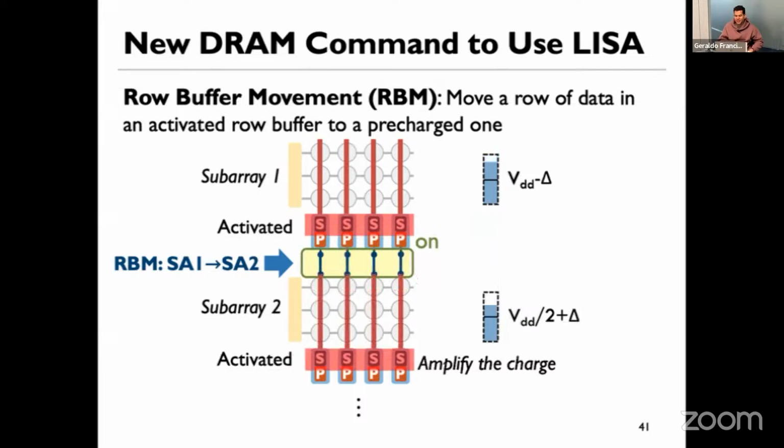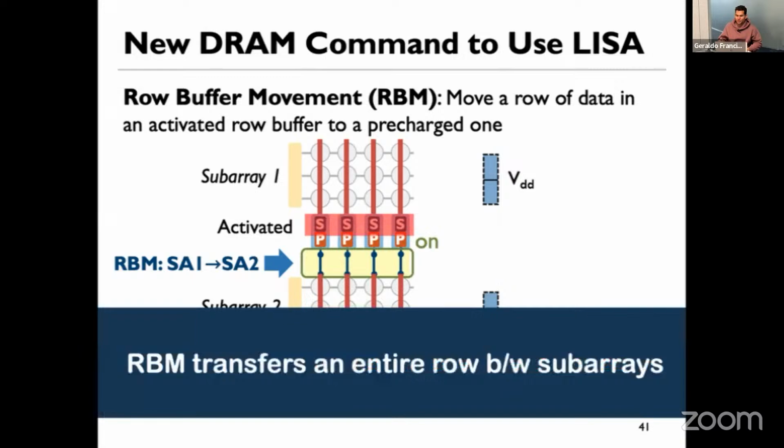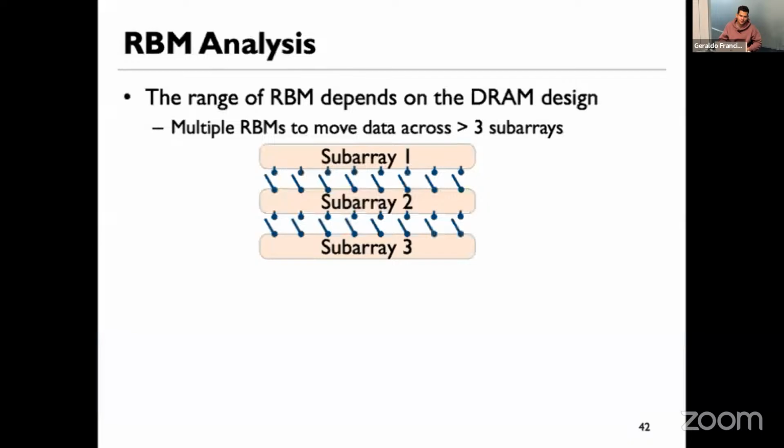And by activating the row buffer in the destination subarray, we can sense this charge sharing that's happening, and we can amplify the voltage level to the data that was originally placed in the source DRAM subarray. So we can basically, with RBM, transfer an entire DRAM row between neighbor DRAM subarrays. We can cascade those RBM instructions to move data across more DRAM subarrays. We just need to trigger the correct isolation transistor as we go.